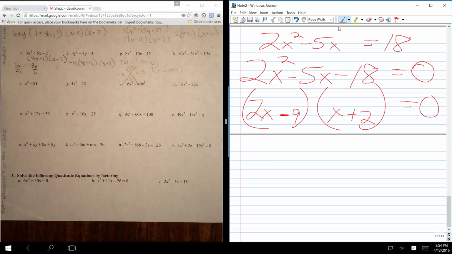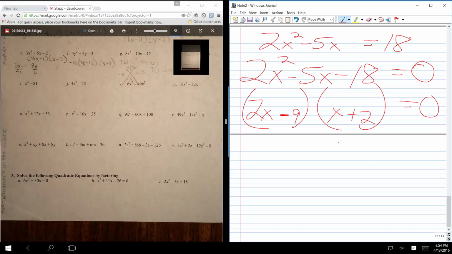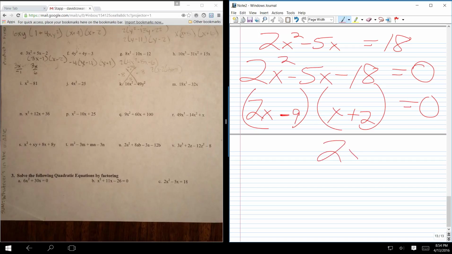Now, what's the solution? 2x minus 9 is equal to... quadratic equations by factoring. So we've factored, but we haven't solved the quadratic yet. No. So it would be 2x minus 9 is equal to 0, or x plus 2 is equal to 0.